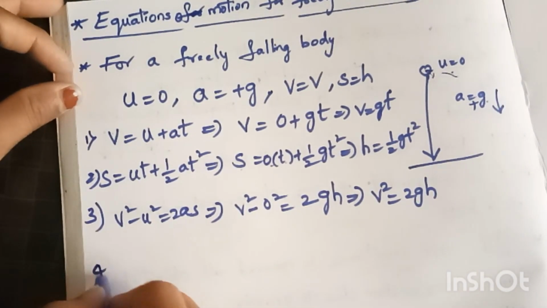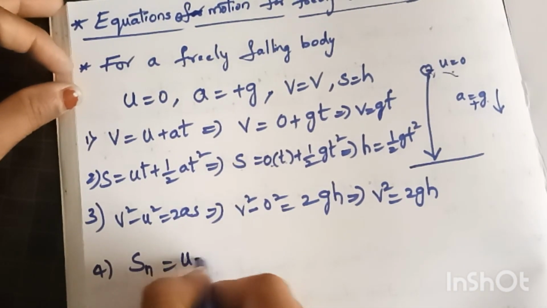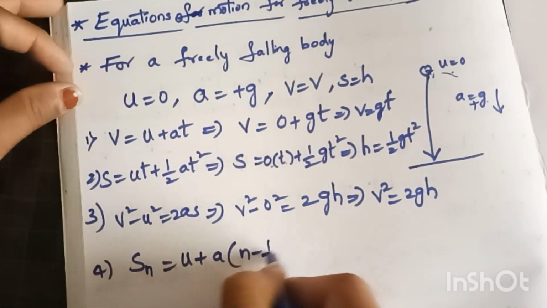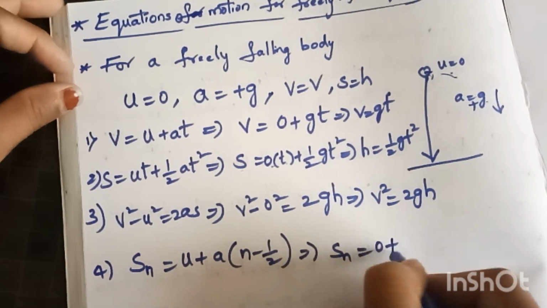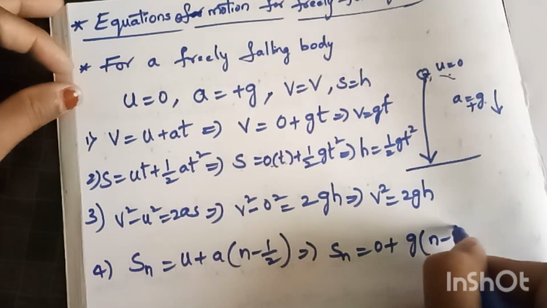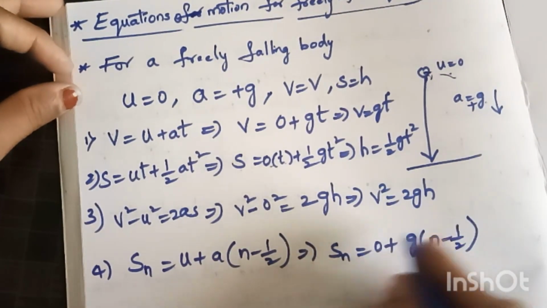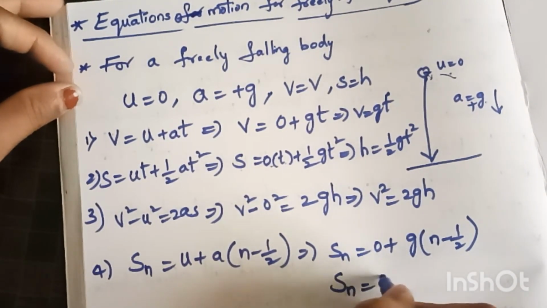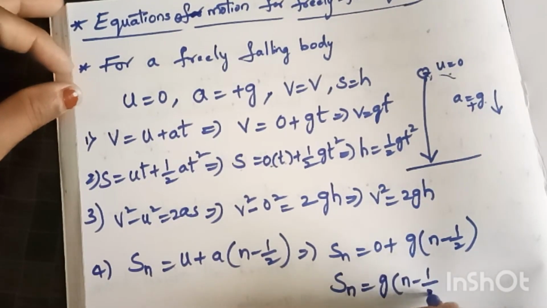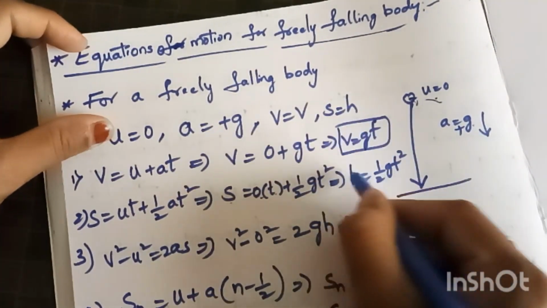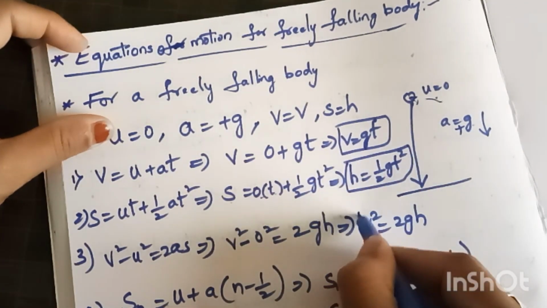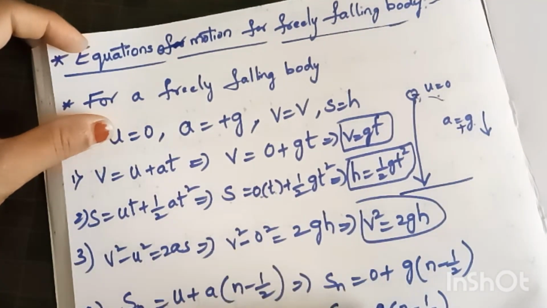Next, fourth, Sn equals u plus a into n minus 1 by 2. Sn equals u is 0 plus g into n minus 1 by 2. So Sn equals g into n minus 1 by 2. These are the 4 equations for the freely falling body.